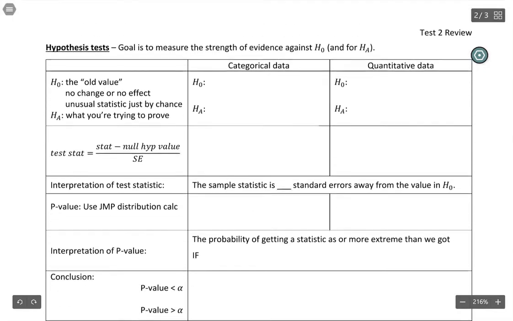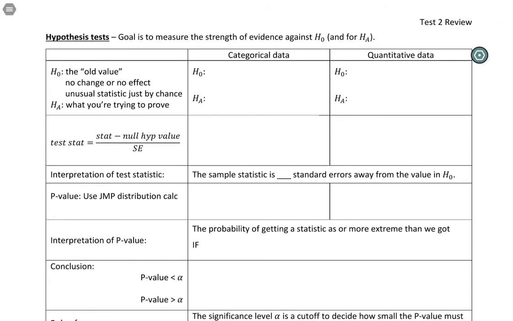So let's go ahead to hypothesis test now. With hypothesis test, you're not trying to estimate a parameter, you're trying to measure the strength of evidence against a particular claim, the null hypothesis, and for another claim, the alternative. So you can sort of think of the null hypothesis as like the old value. Sometimes it can be no change, no effect, or you could think of it like the just by chance explanation. If there were really no effect, how likely would we be to see these results just by chance?